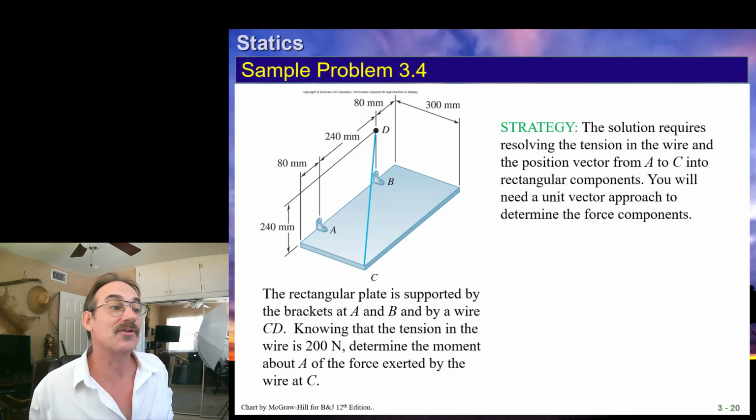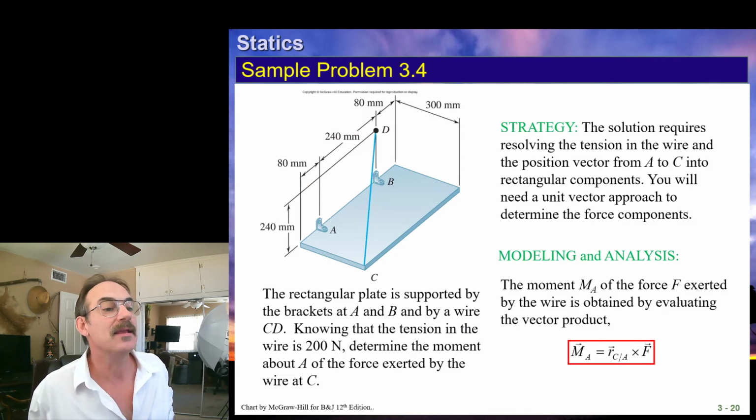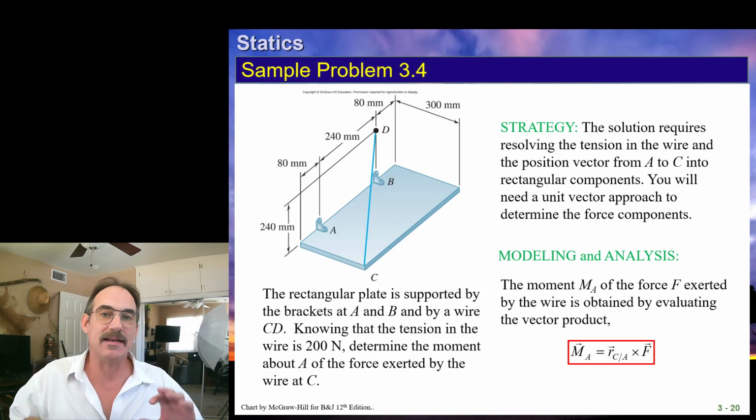Now we're going to walk through it using the book solution. This is what we're after. And the way the book calls that is C. This is the position vector of C relative to A.